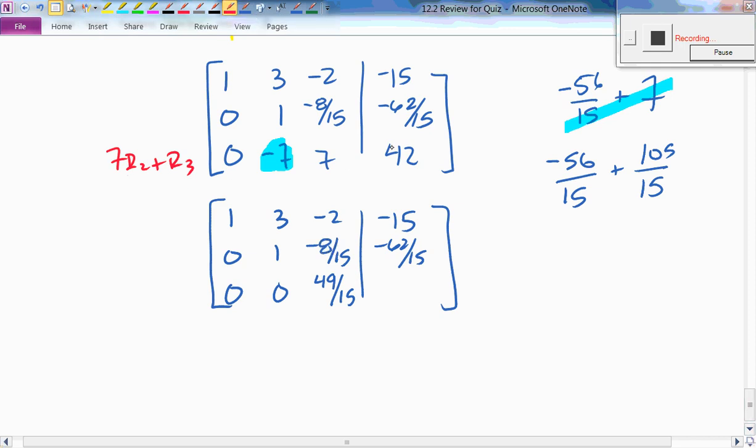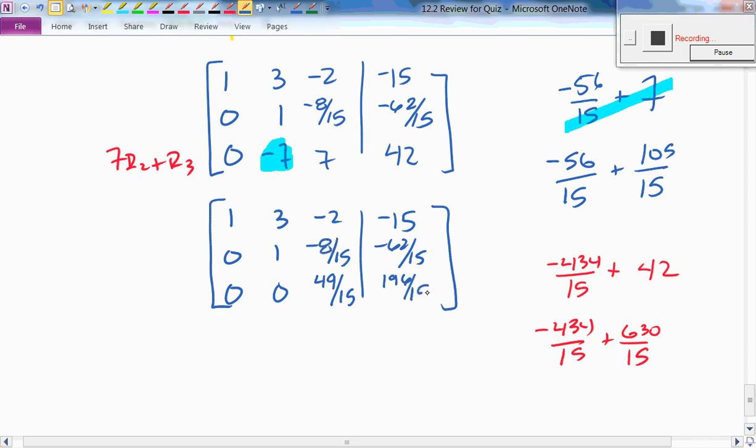What's a negative 7 times 62, or 7 times a negative 62? Negative 434 over 15. And we're going to add to that what? 42. Good. So I'm going to have negative 434 over 15 plus 630 over 15 is a grand total of how much? Very good.